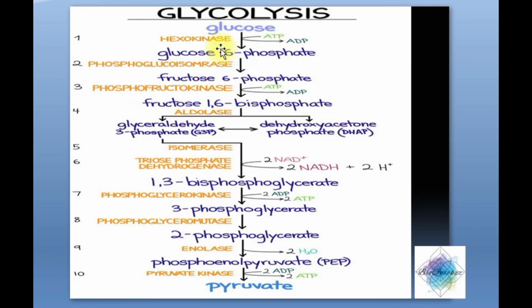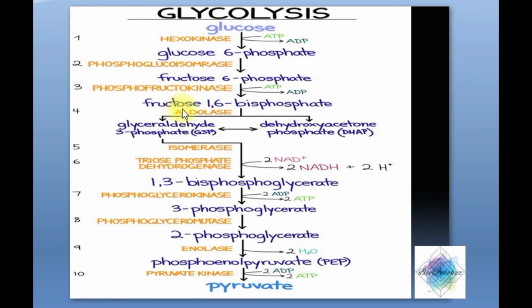Now we come to the conclusion, and we just go through the cycle again. Glucose changes to glucose 6-phosphate. This is the first step. ATP is required and ADP is released. Hexokinase is the enzyme. Glucose 6-phosphate changes to fructose 6-phosphate. Phosphoglucoisomerase is the enzyme. Fructose 6-phosphate changes to fructose 1,6-bisphosphate. ATP is again used and ADP is released. The enzyme used here is phosphofructokinase.